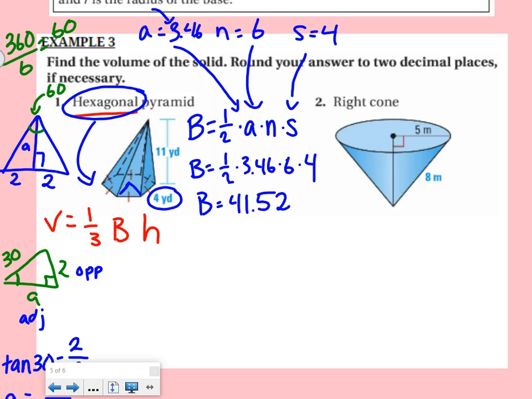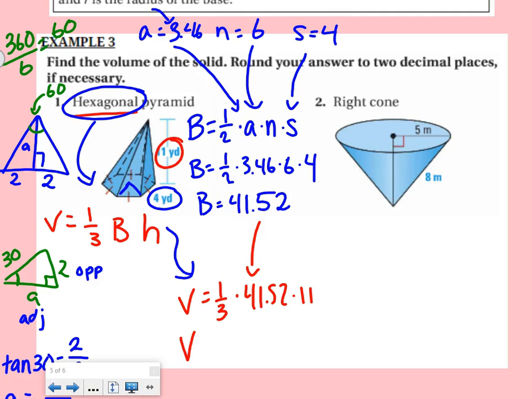Now that we have the area of our base, we can find our volume by doing 1/3 times the area of our base, which is 41.52, times the height of our pyramid, which is 11. And we get that the volume is equal to 152.24 yards cubed.